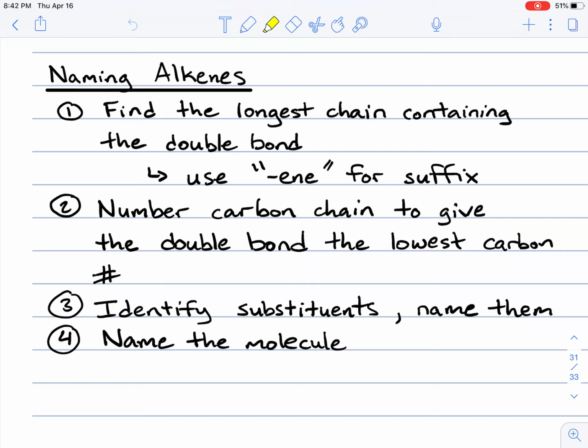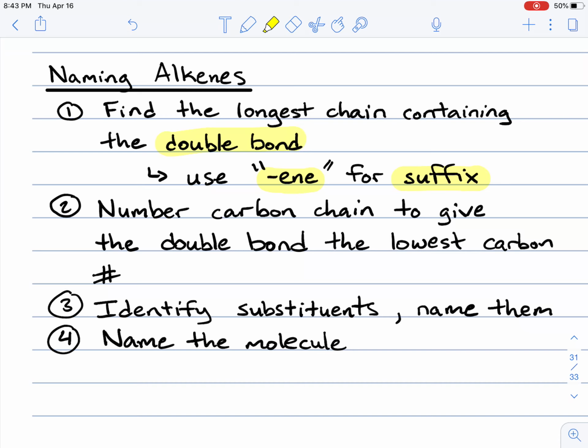And so the first step in naming alkenes is to find the longest chain containing the double bond. And so since we have a double bond in the structure, we have to use ene for the suffix. And so after we find the longest chain, there's another difference between alkanes and alkenes. So remember in alkanes, we're using the ane as a suffix because all of it is a single bond. But if you even have just one double bond, that's automatically classified as an alkene.